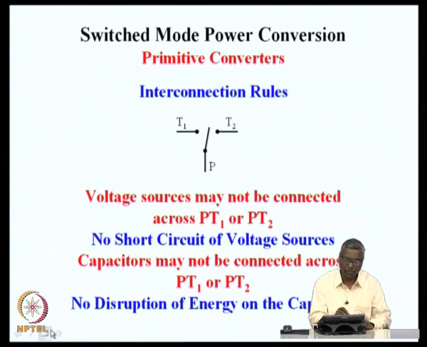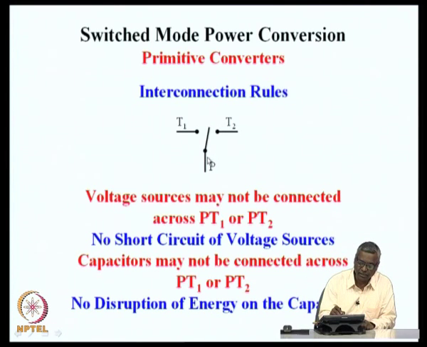The switch is such that the pole may be connected to T1 for some time, or the pole may be connected to T2 for some time. So, the consequence is that the potential at point T1 and potential at point P may be the same.